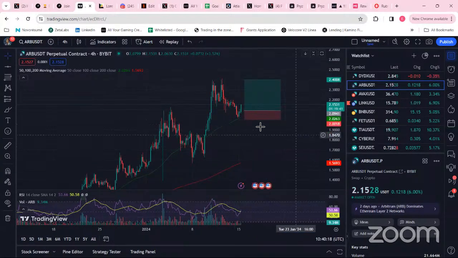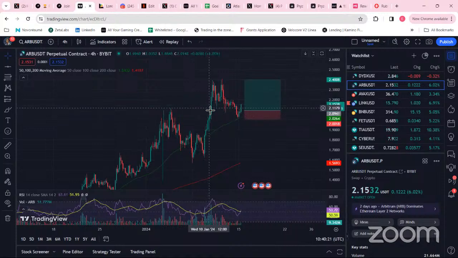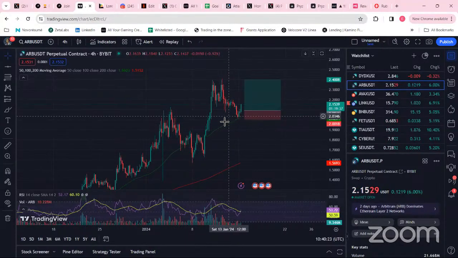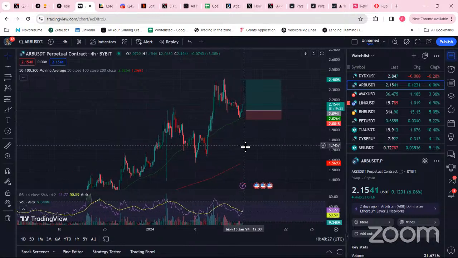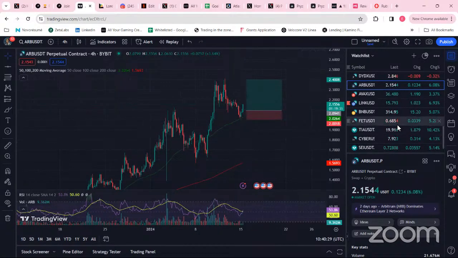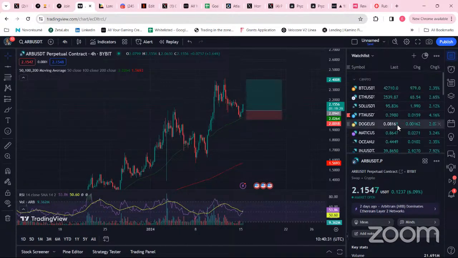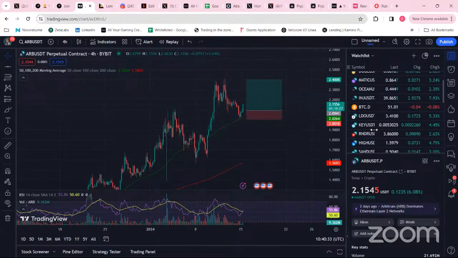Yeah, I'll be looking at something like this, but I don't know if it's going to come down to my entries already. It's already flying up. So yeah, Arbitrum is one to keep your eyes on, especially in terms of holding on spot, right?